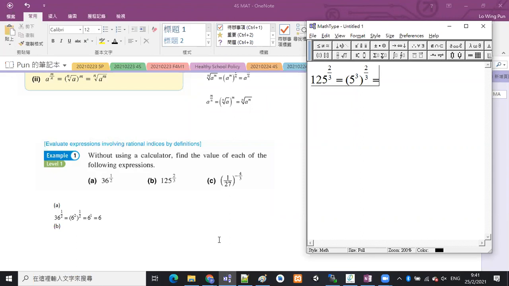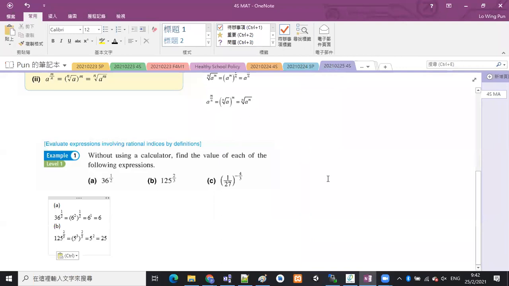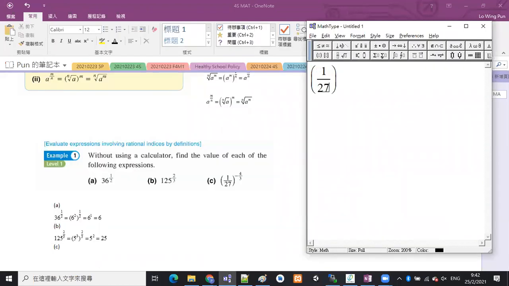And then when you multiply the powers together, you get 3 times 2 over 3 becomes 2, and 5 to the power 2 is just 25. Okay, so that is how you can, without using a calculator, get this type of answer. If it is a fraction, it is also like this.